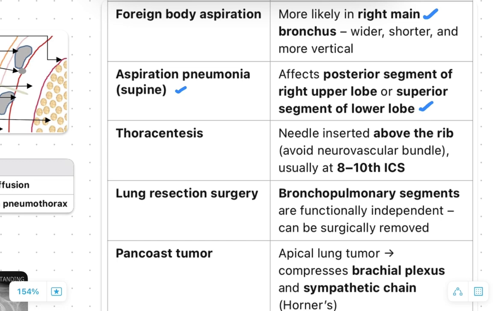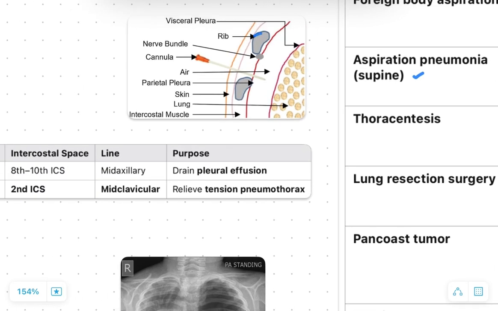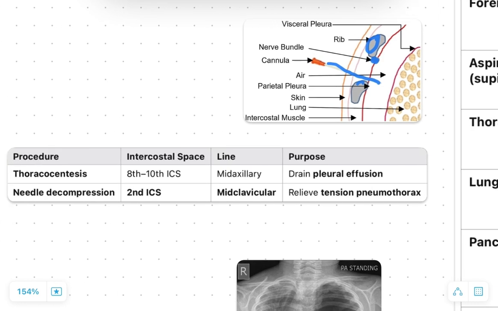Thoracocentesis: the needle is inserted above the rib to avoid neurovascular bundle damage, usually at the 8th to 10th intercostal space. This is the rib, and this is the neurovascular bundle. To avoid the damage, the needle should be placed just above the rib. So we have two procedures. First, needle decompression, generally done at the second intercostal space at the mid-clavicular line. This is for tension pneumothorax. But needle thoracocentesis is done at the 8th to 10th intercostal space at the mid-axillary line to drain the pleural effusion.